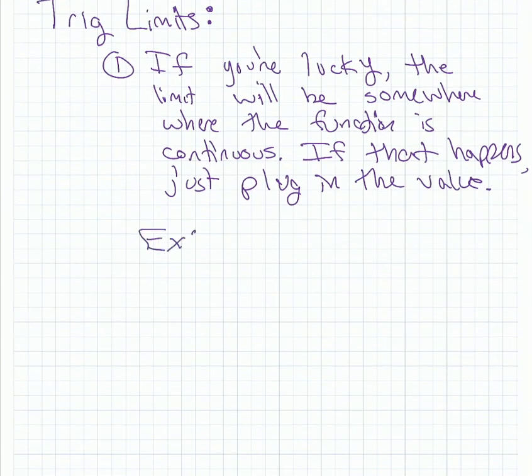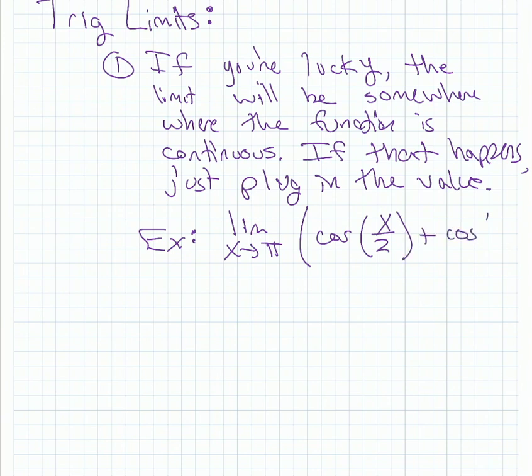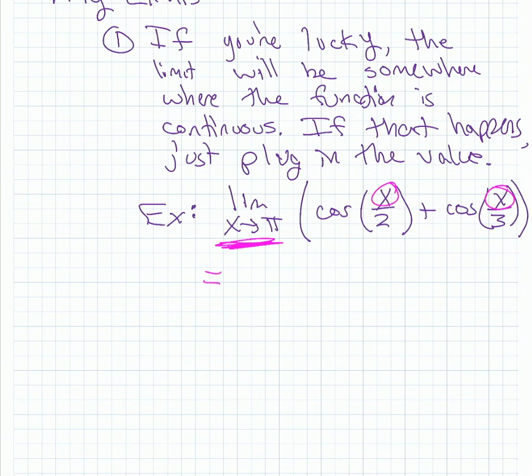Example. If I have to do the limit as x goes to pi of cosine x over 2 plus cosine x over 3, there's no issues with plugging pi into that function, right? We're taking the limit as x goes to pi, and there's an x and there's an x. Well, just try to plug in pi. Just plug in pi.